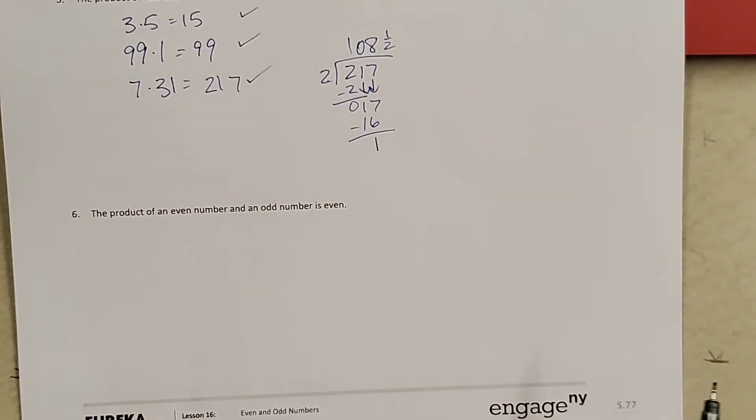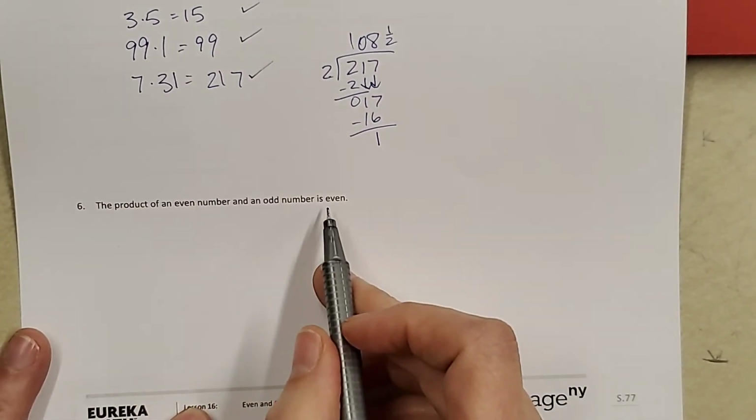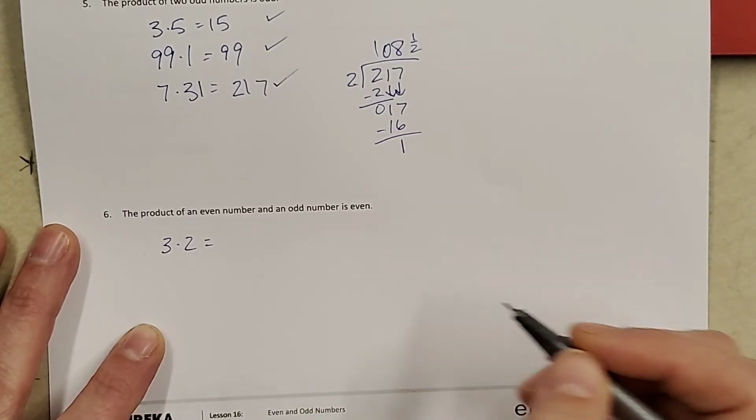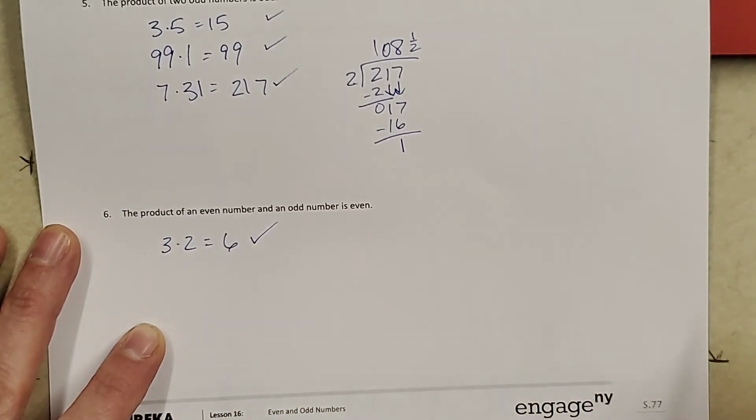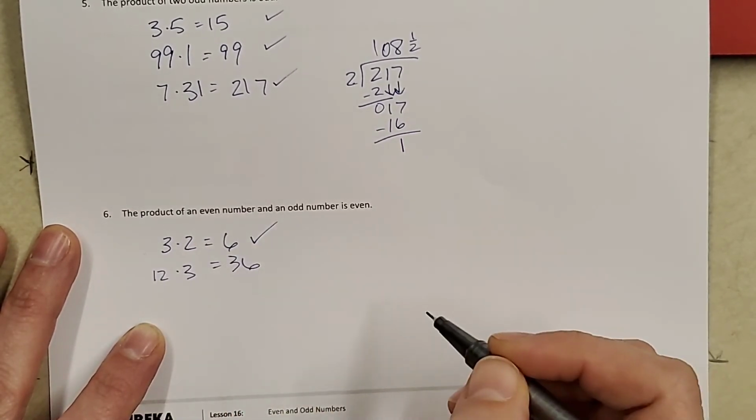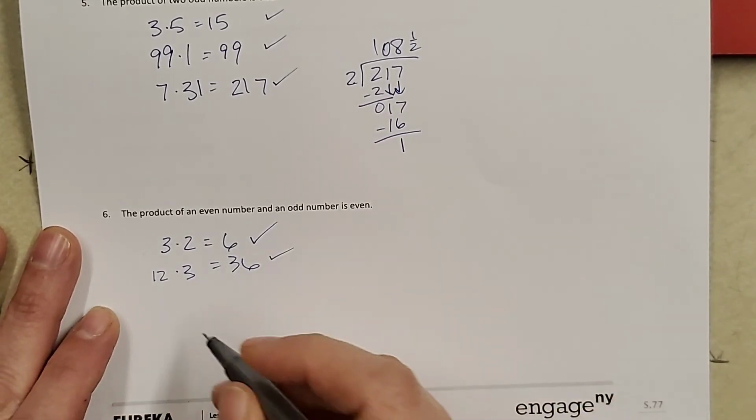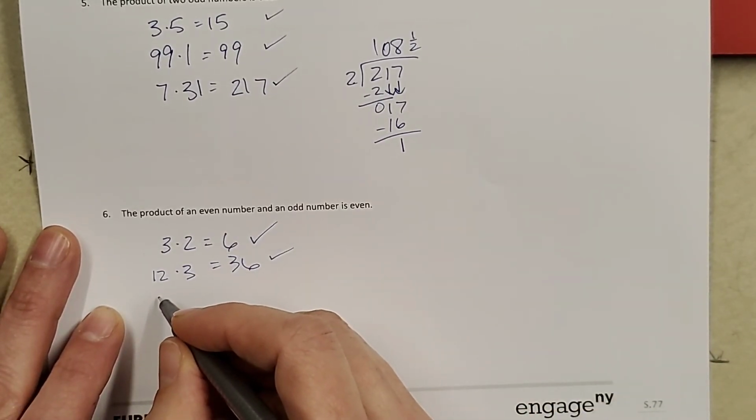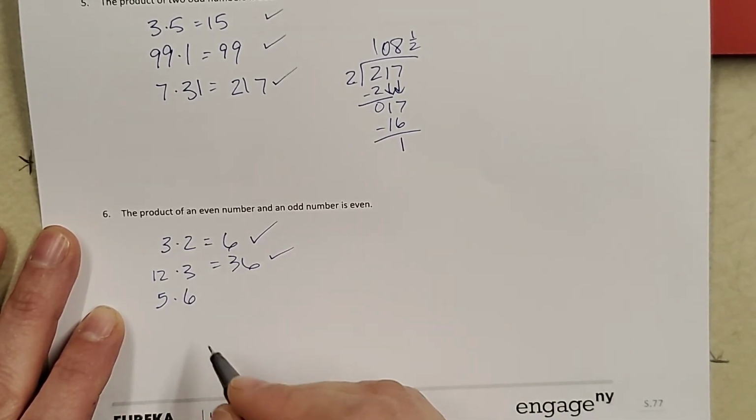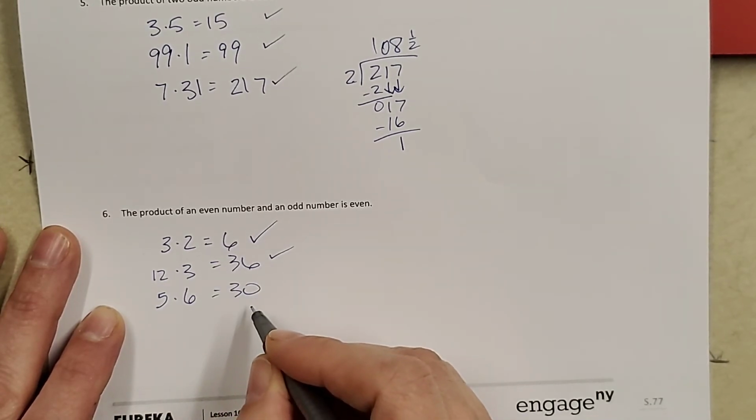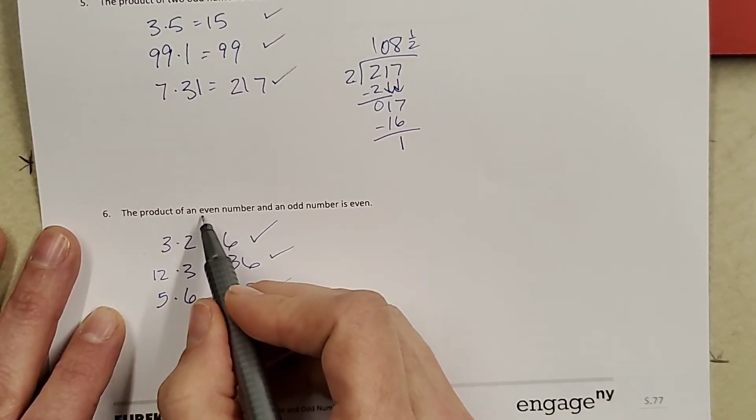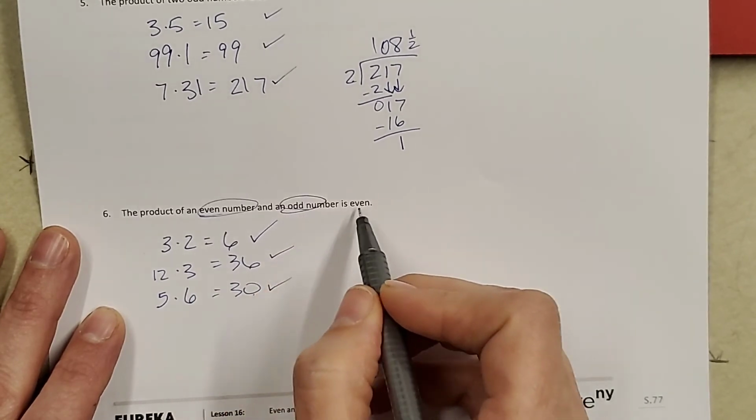Okay, they're going to try to get tricky now. The product of an even number and an odd number is even. Let's see. 3 times 2. 6. 6 is even. 12 times 3. 36. 36 is even. 5 times 6, 30. 30 is divisible by 2. Wow. So an even and an odd make even.